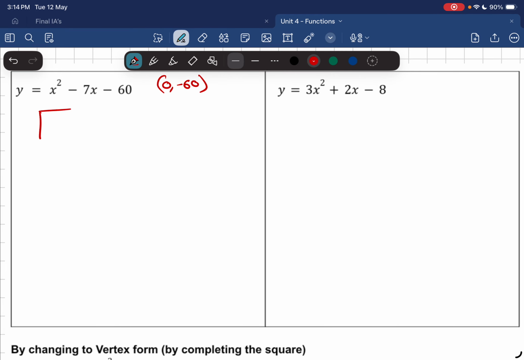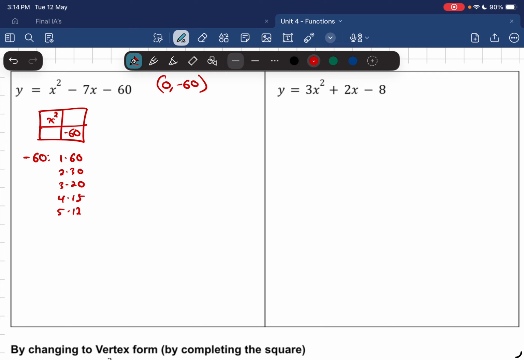So let's go ahead and put this into factored form. In order to do that, we can do this with our box method. So x squared and -60 will go there in the bottom right. Because my leading coefficient is just a 1, I need to find factors of -60. That would be 1 times 60, 2 times 30, 3 times 20, 4 times 15, 5 times 12, and 6 times 10. I'm looking for the pair that's going to give me a 7, or better yet, a -7.